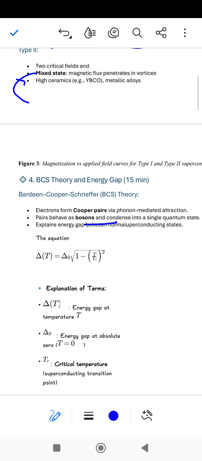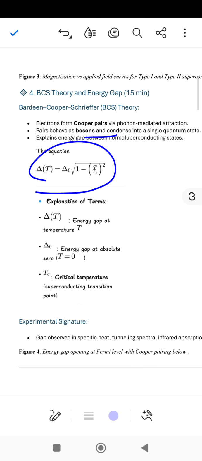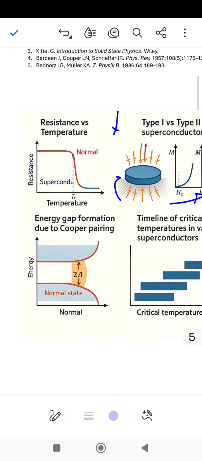Δ(T) equals Δ(0) times the square root of (1 minus T/Tc). This gap can be detected experimentally in specific heat anomalies, tunneling conductance, e.g. Josephson junctions, and infrared absorption. Figure 4. Energy diagram showing gap formation at the Fermi level below Tc.